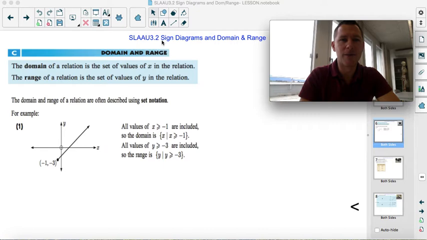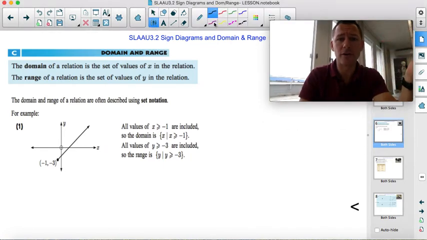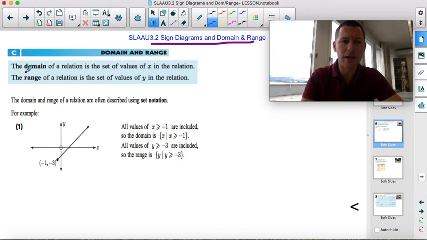All right. We're going to keep going with domain and range, on the same part we were working with sign diagrams. Domain is just the x values. It's the set of x values in the relation. Domain is all of the stuff you can legally put into the equation, and the range is all the stuff that you possibly would get out if you put those legal x values in.